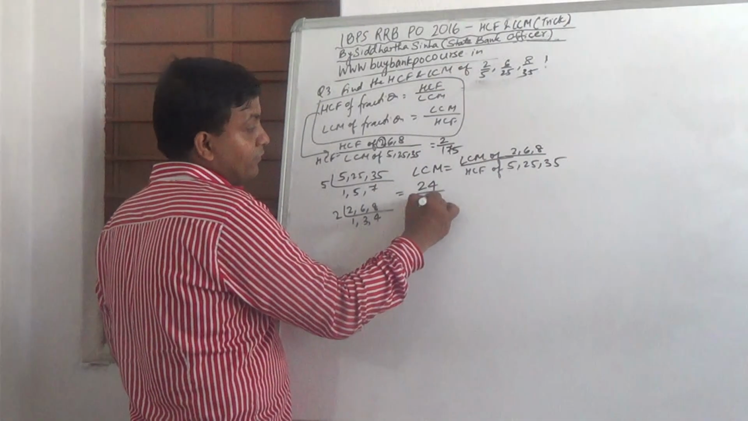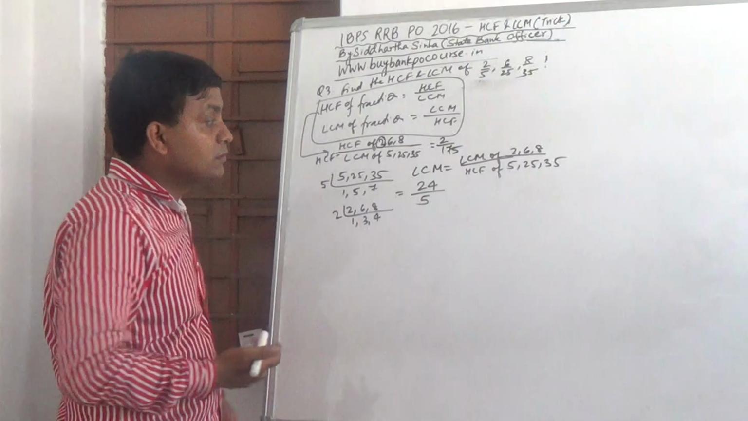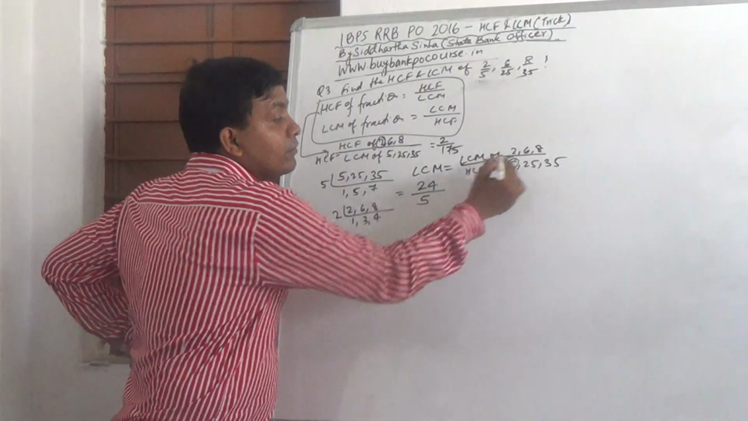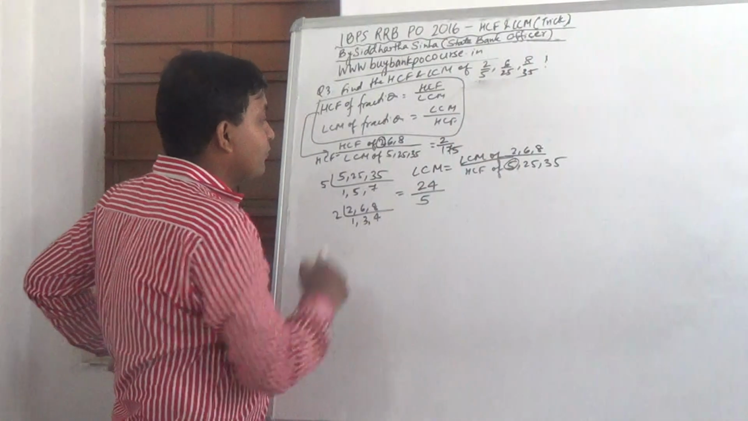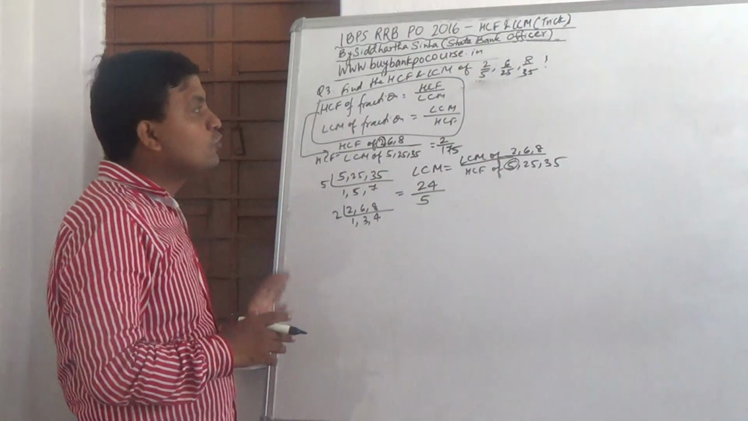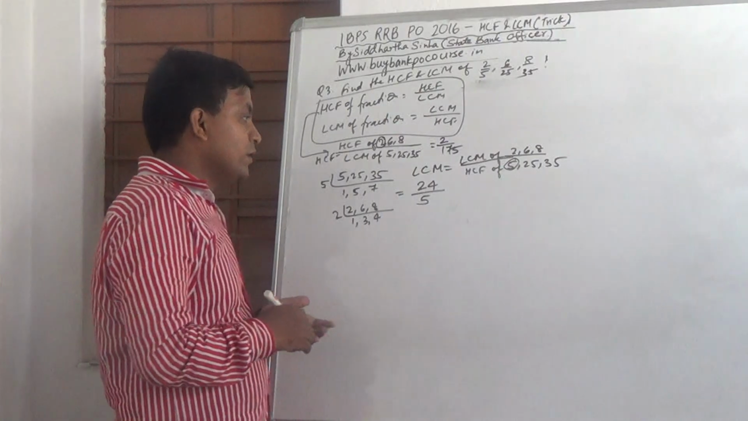Whole divided by 5. It is asking the SCF, the highest number. Sorry, the highest number which is common in all. So this is 5. So it will become 5. So I hope you got the solution of this thing.